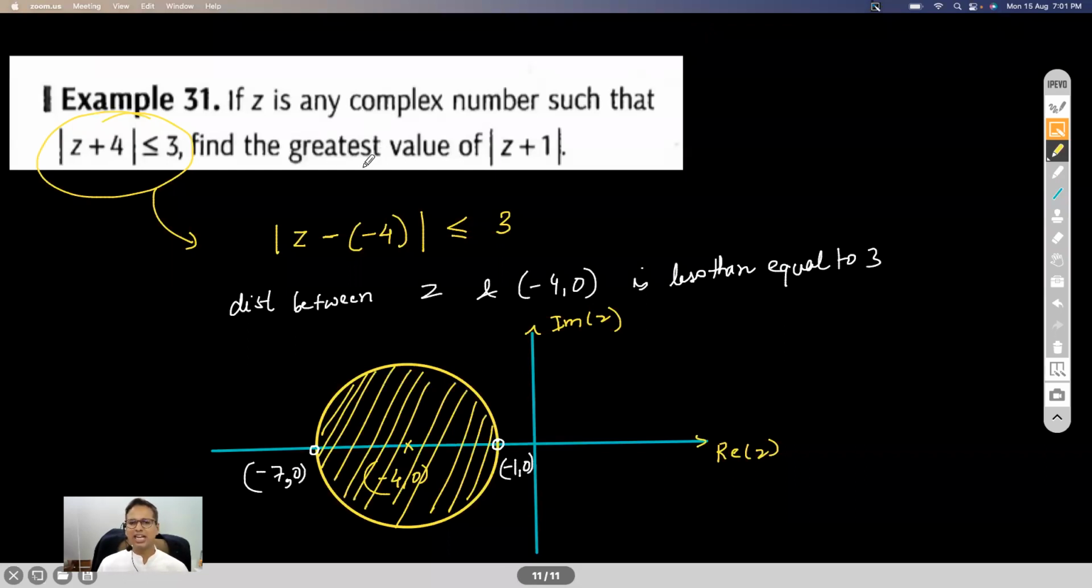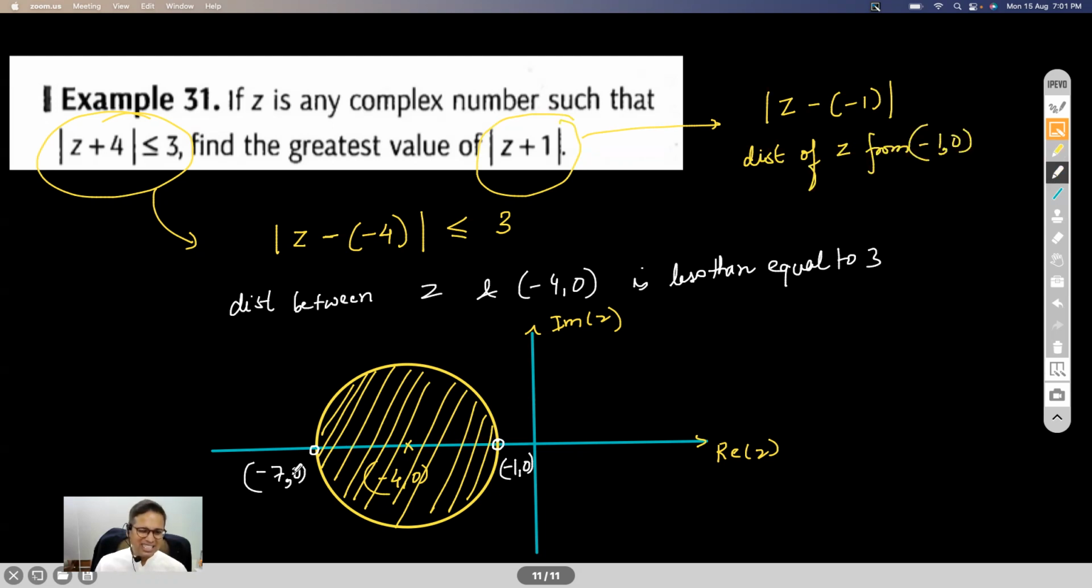Now the question setter is asking, what should be the greatest value of mod z minus 1? That means, if you read this like this, what do you think is the greatest distance of z from (minus 1, 0)?